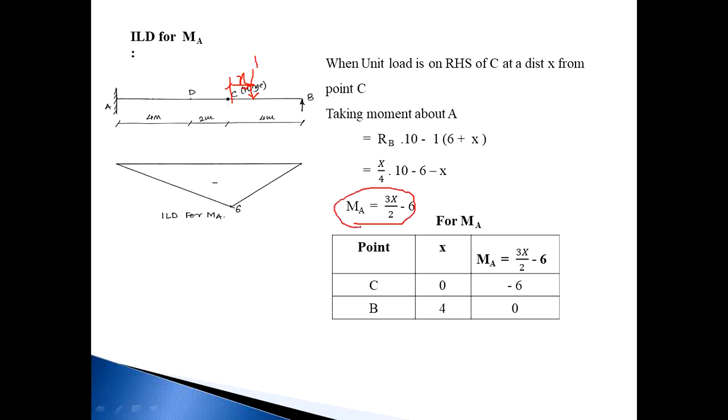This is the MA. And this condition is only valid when the load is on the RHS of C. So put x is equal to 0, meaning exactly at point C, the MA value will be minus 6. Then next, consider that the unit load moves up to point B, that is x is equal to 4, then MA will be 0. This is our first condition.